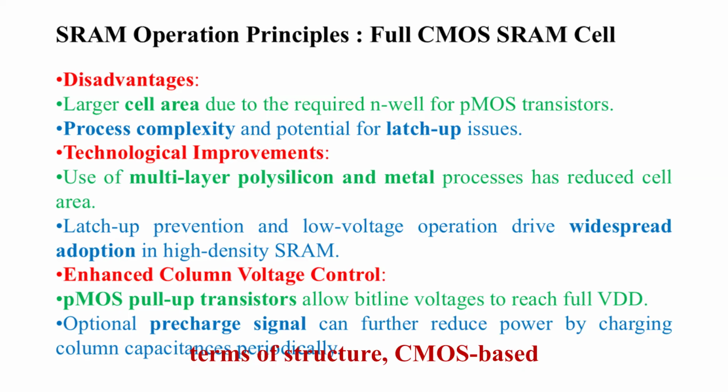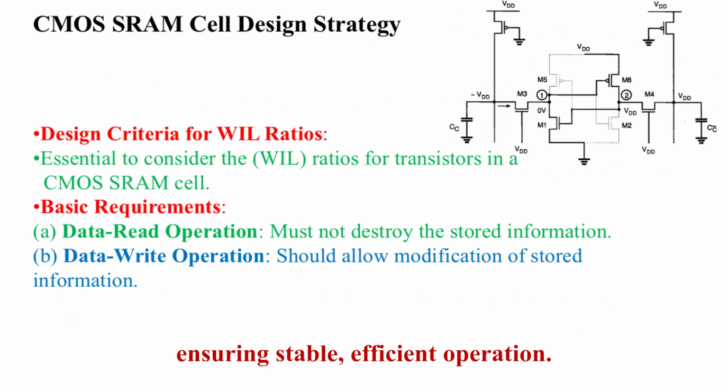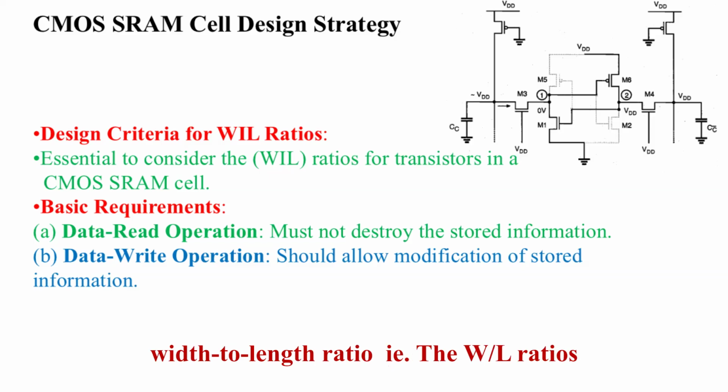In terms of structure, CMOS-based SRAM cells use PMOS pull-up transistors on the bit lines, which enable the column voltages to reach the full VDD level, allowing for stronger signal levels. Finally, for further power savings, a periodic precharge signal can activate the pull-up transistors, recharging the column capacitance and ensuring stable, efficient operation.